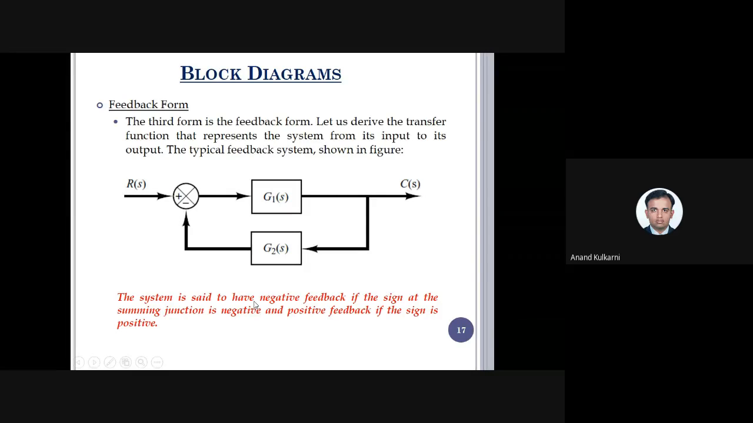This system is said to have negative feedback if the sign at the summing point is negative, and positive feedback if the sign is positive. Means what? The feedback signal can be either positive or negative. How to understand? Only just observe this sign here.